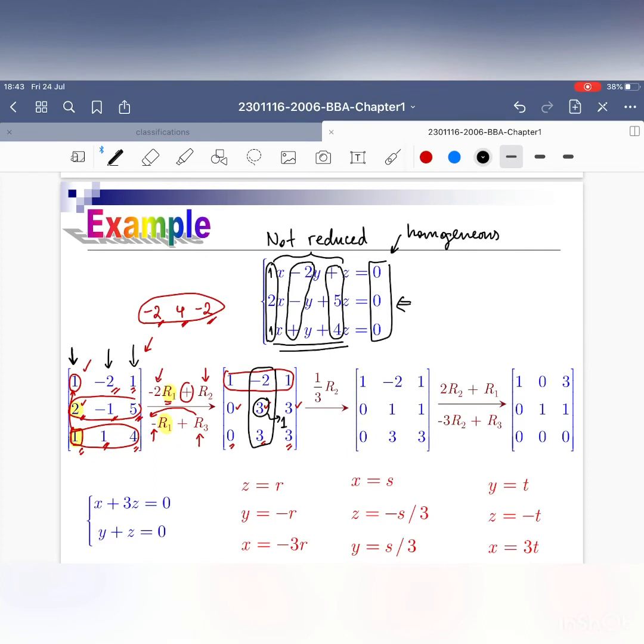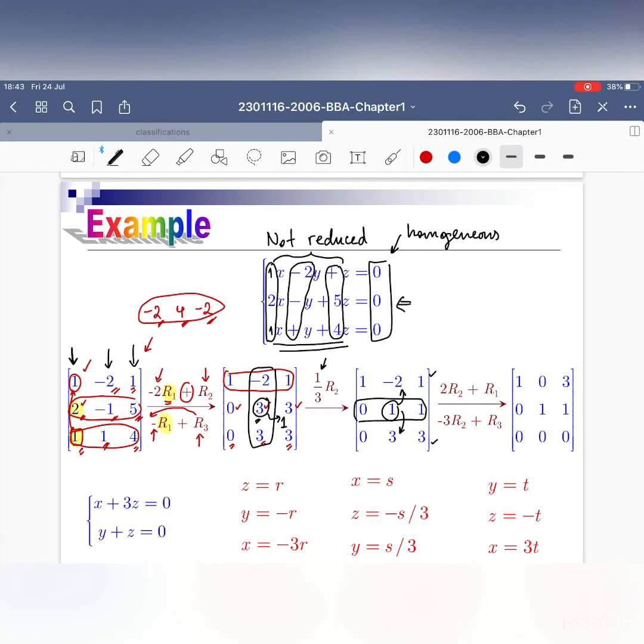If this is not a 1, then you just divide by that number. So you divide by 3 or multiply your R2 by 1/3. So your R1 and R3 are the same, only your R2 has changed. After you get the 1, you need to get rid of all the other numbers in that column, so it must be all 0.